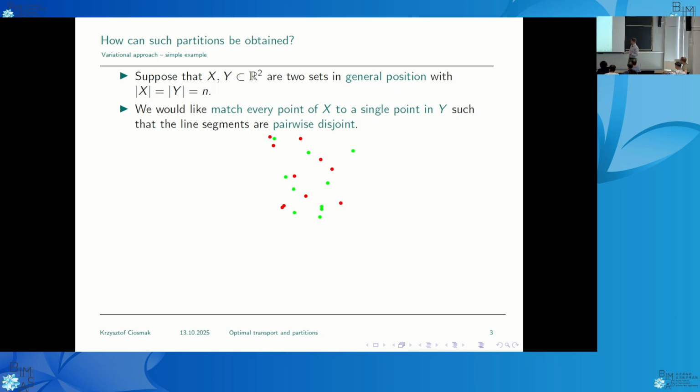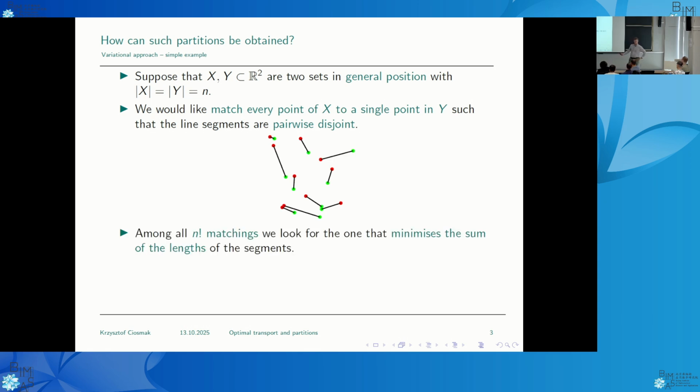So here we see 10 random red points and 10 random green points. Red points are X, green points are Y, and we would like to match red points to green points in such a way that these segments are disjoint. A priori, it's not immediately clear that such a matching exists, but now I will convince you it does, and the solution is very simple. There is a finite number, n factorial, of matchings, and we look for the one that minimizes the sum of the lengths of these intervals. And this matching will do the job.